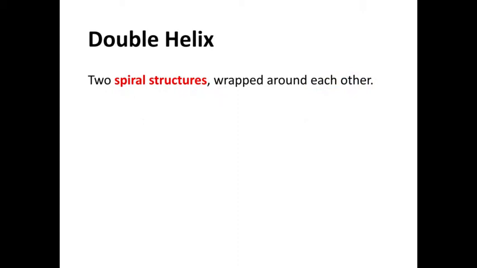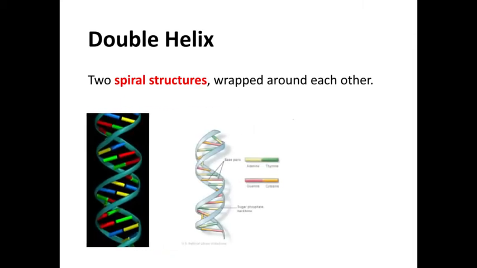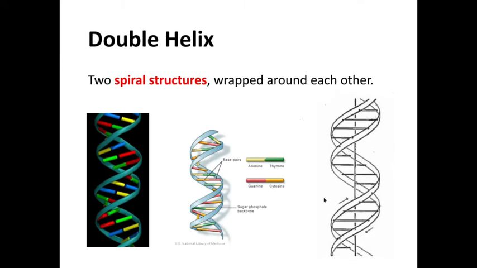Double helix. There are 2 spiral structures wrapped around each other. This is the double helix, or the shape of DNA. Remember, this is kind of like a ladder, but it's been twisted so that it can get into a smaller shape in a smaller place.